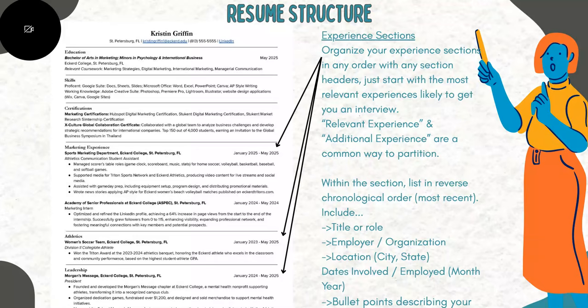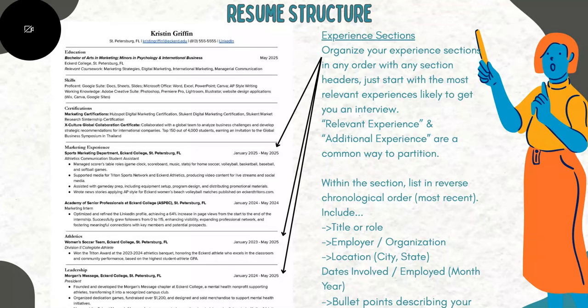But no matter how you group them, within each experience section, list your experience in reverse chronological order. This means starting with the most recent role and working backwards. For each position, include your title or role, or if it's a project, the title of the project, the name of the employer or organization, the location including city and state, the dates you were involved or employed, formatted as month and year, and bullet points that succinctly describe your accomplishments and contributions in that role.